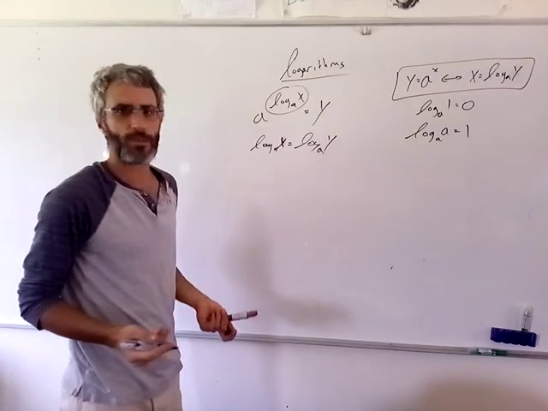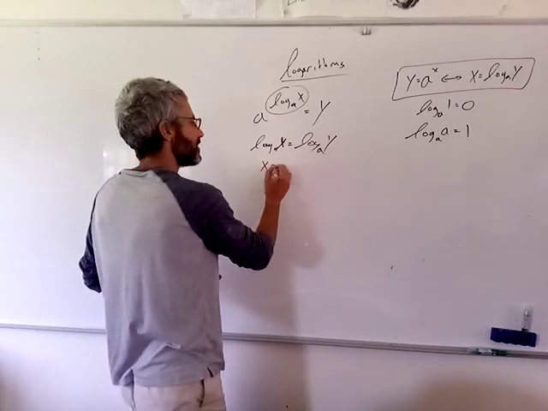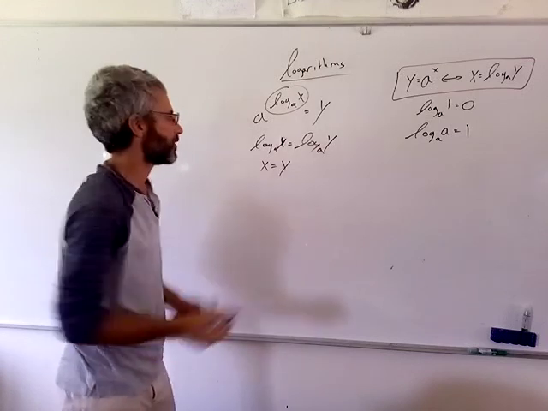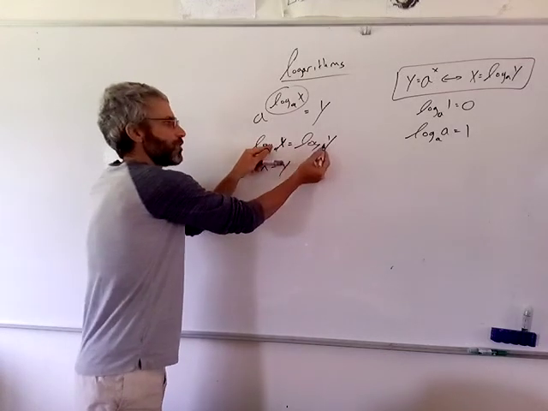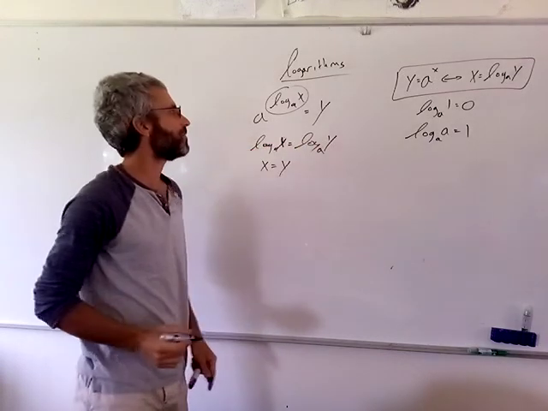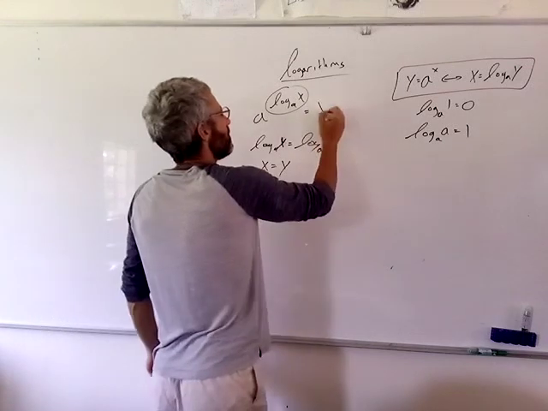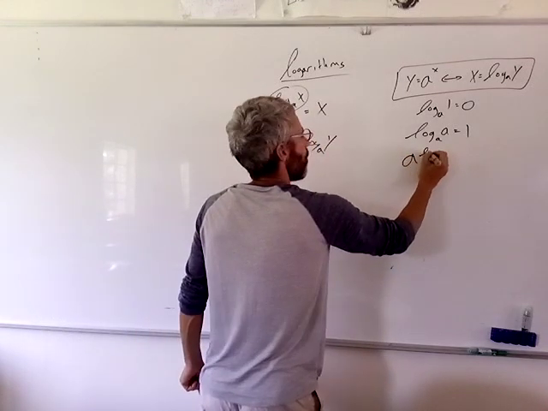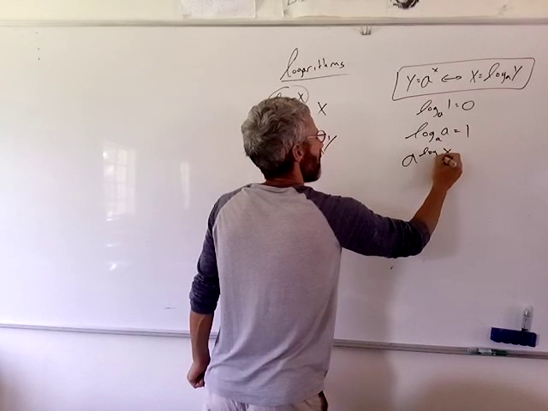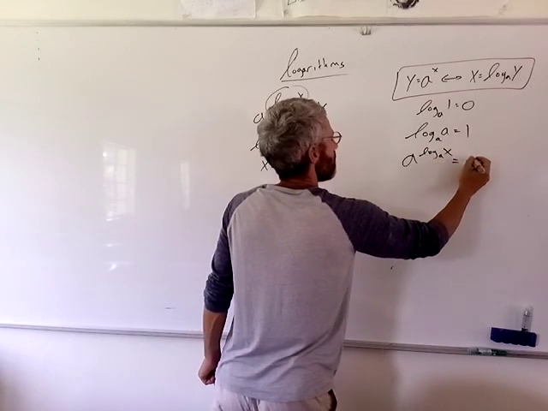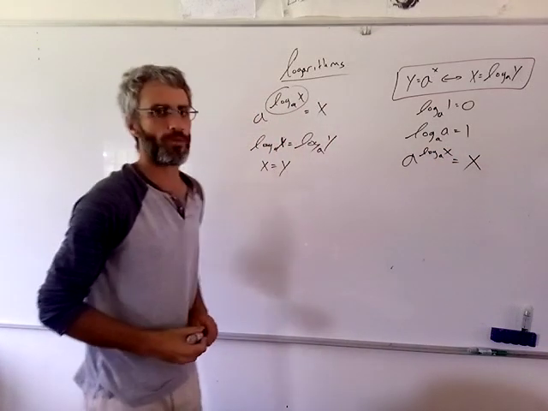Now what does that tell me? Can you tell me simply that x equals y? Right? Obviously, if I've got the same base, the same function, then the x and the y must be the same. In other words, a to the power of log x base a is equal to x. And that's a very important function.